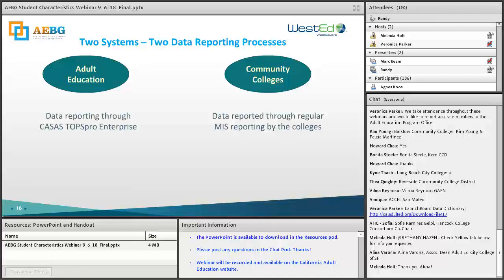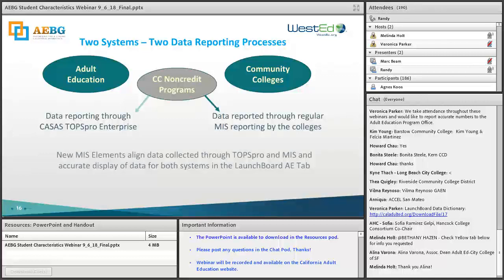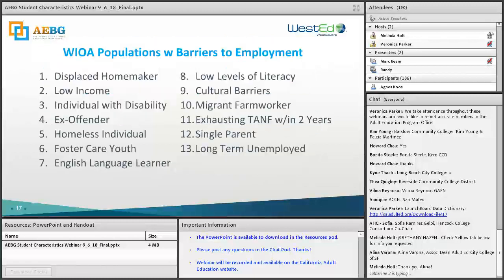The only exception will be the 20 or so community college non-credit programs who are funded through WIOA Title II. So we will be capturing some of their data from MIS, and we'll be capturing some things through TOPSpro Enterprise, because they will still be reporting for WIOA Title II compliance. So we'll be capturing things like EFL attainment through TOPSpro. So we really focused on alignment as an enormous issue wherever we could, to be sure that we're collecting the same data in basically the same way, which is the reason we created the new elements moving forward.